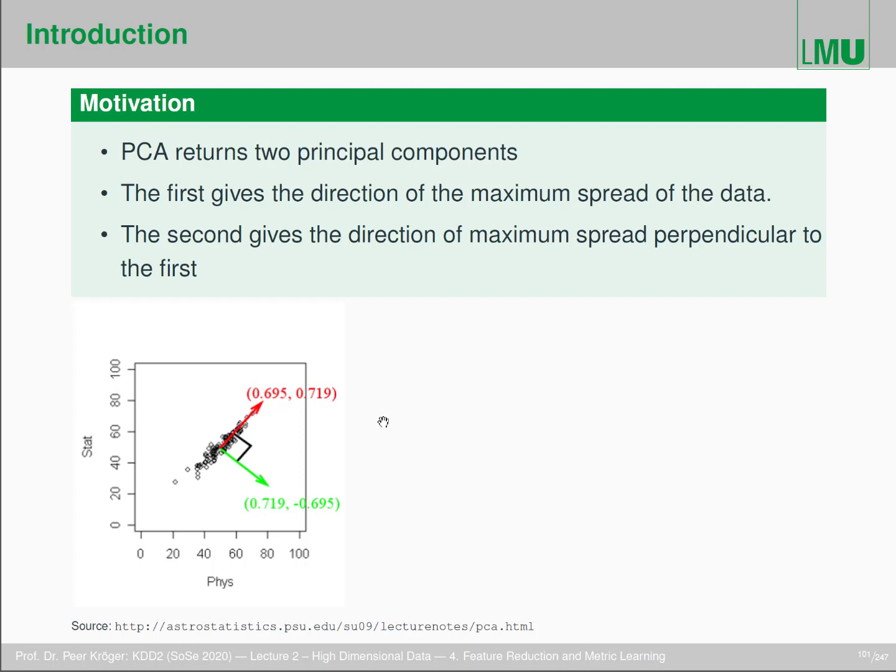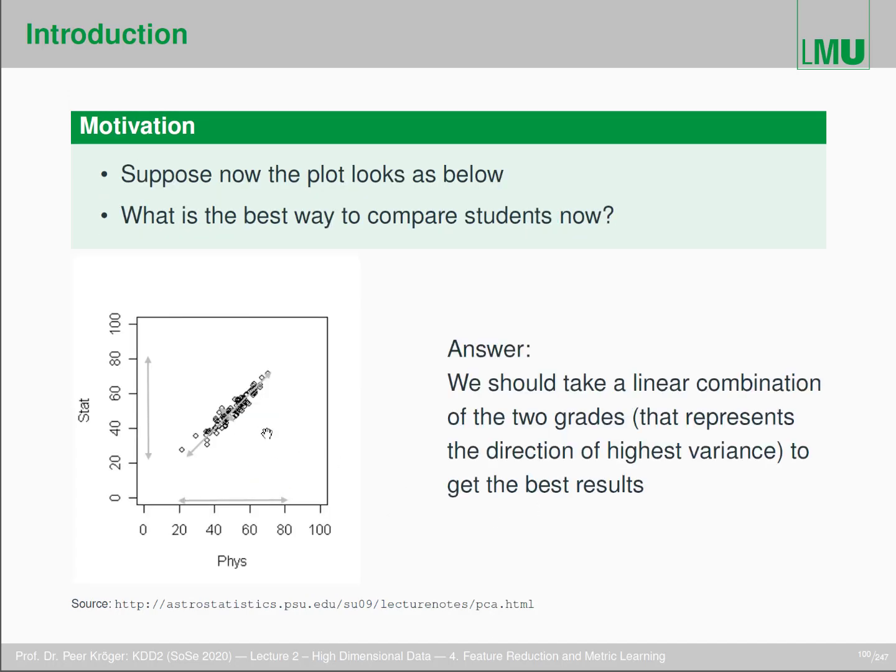PCA actually returns exactly two principal components in that case, two because it's a two-dimensional data set. As a rule of thumb, spoiler, we will have that later on, PCA for an n-dimensional data set always returns n principal components. These principal components are the directions, and the first principal component gives the direction of the maximum spread, of the maximum variation of the data, like this one here. This is the same example as before.